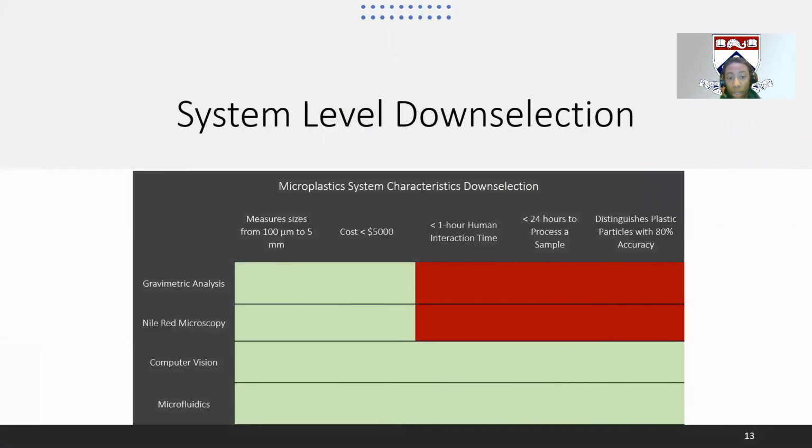We look now to a system level down selection where we compare gravimetric analysis, Nile red microscopy, which is microscopy using Nile red as a fluorescent dye, computer vision, and microfluidics. And we realize that computer vision and microfluidics are both able to reach the system characteristics that we had mentioned in previous slides. So while we move forward in this presentation with microfluidics, we do plan to go back and rescale our project to see if computer vision would fit it better.